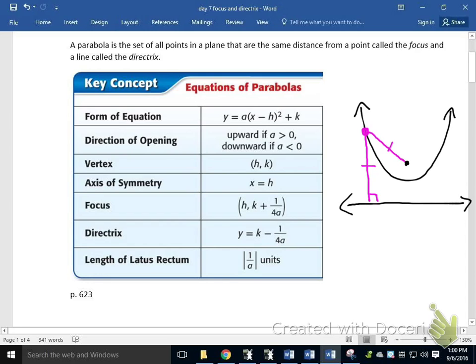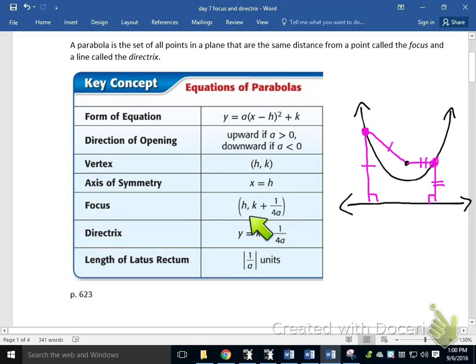I didn't really draw this to scale, so please forgive me that. And that's true for any point on the parabola. The distance from that point to the focus is the same as it is from the directrix. No matter where you go on the parabola, that is true. Even the vertex is smack dab in between the two. Same distance away.